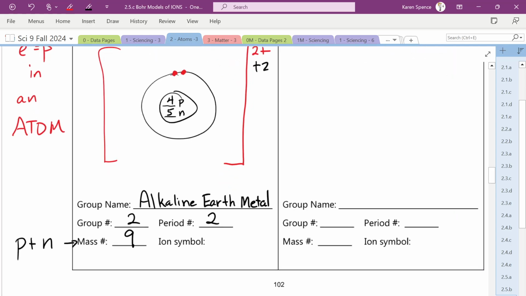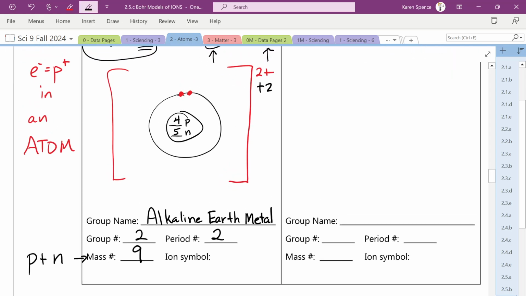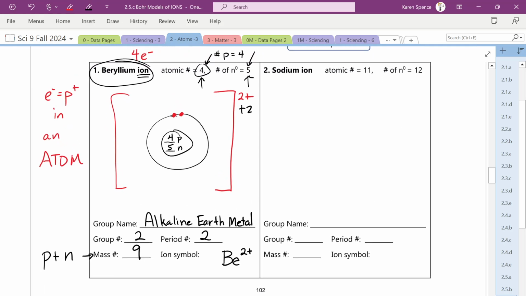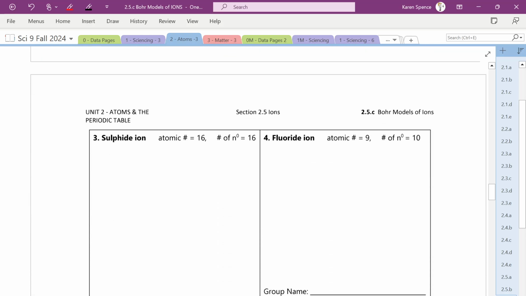And then finally, our ion symbol, we just write the symbol for beryllium, Be. And then we write 2 plus. Okay? I'm not going to do sodium because it's actually in one of our other examples. So let's skip to another one that might be a little bit different.